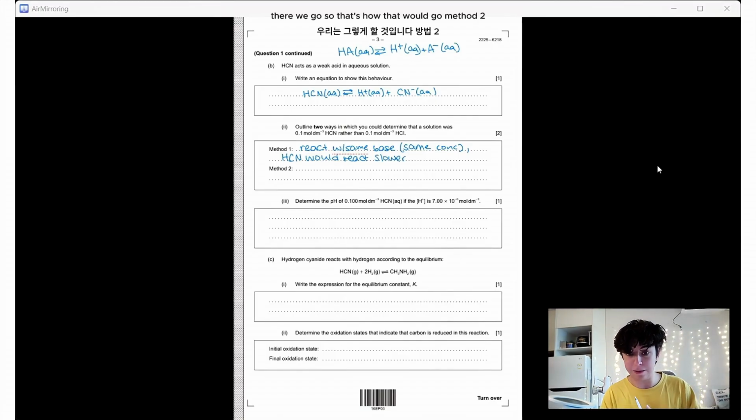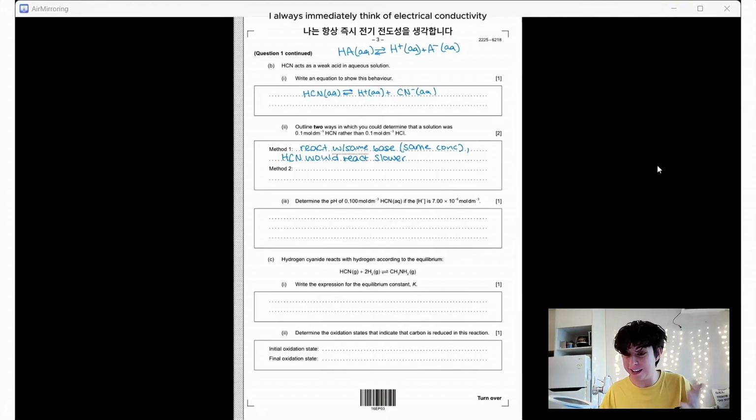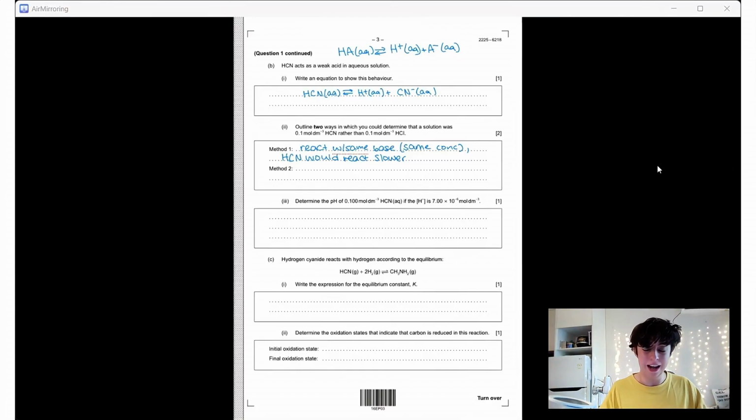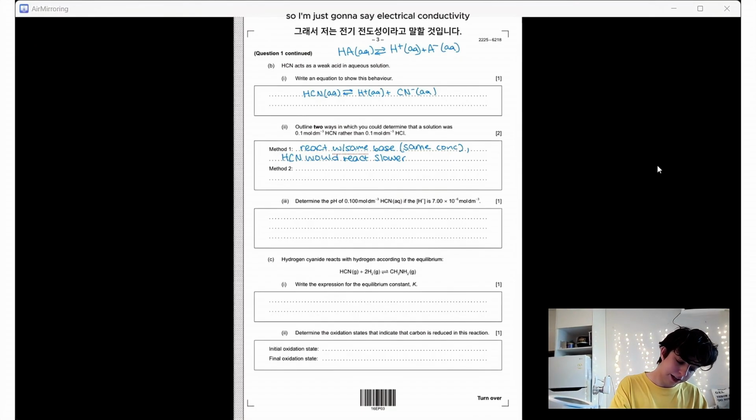There we go. So that's how that would go. Method 2, I always immediately think of electrical conductivity, because electrical conductivity is based on the presence of mobile charged particles. Okay. And so because we have little less ionization, we're going to have less mobile charged particles, and therefore they are going to be less conductive compared to HCl, which has more mobile charged particles because of its complete ionization. Okay. So I'm just going to say electrical conductivity.